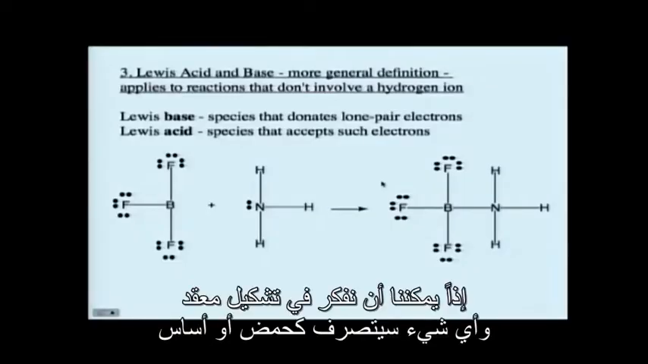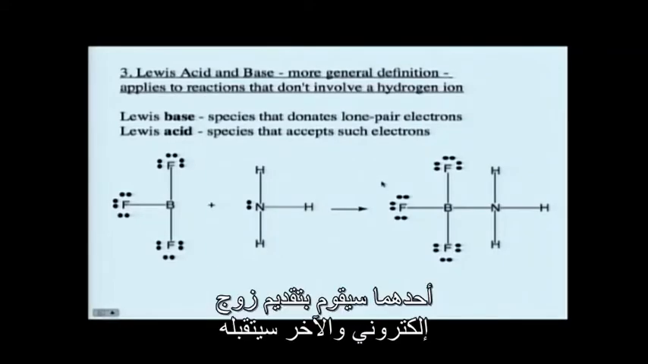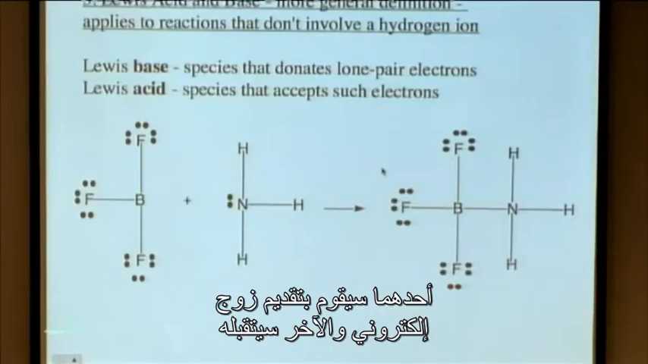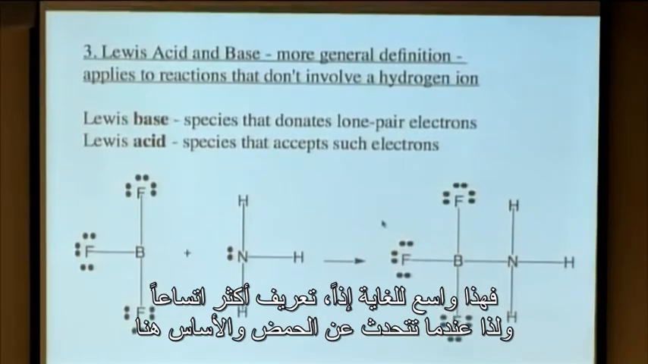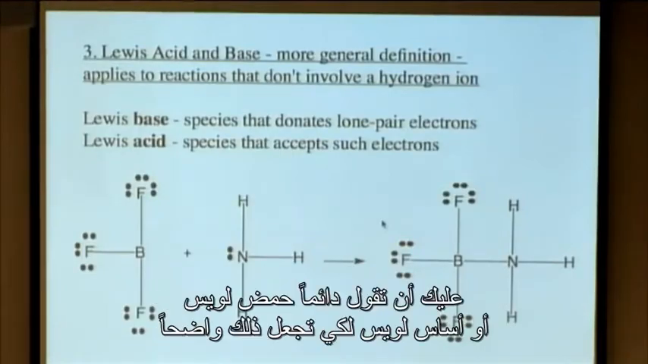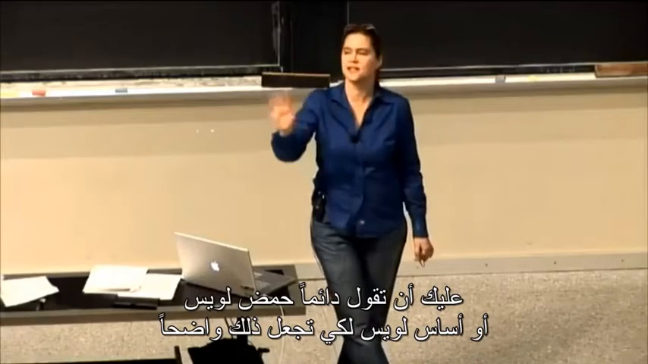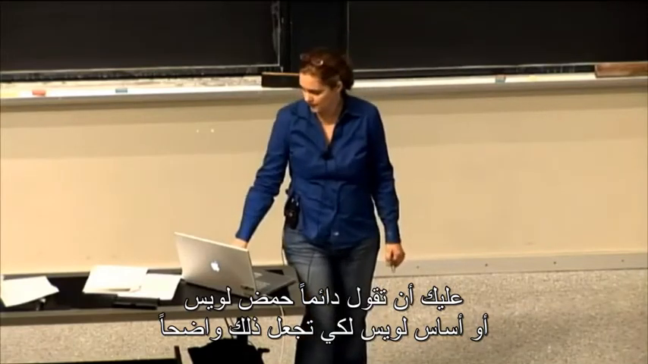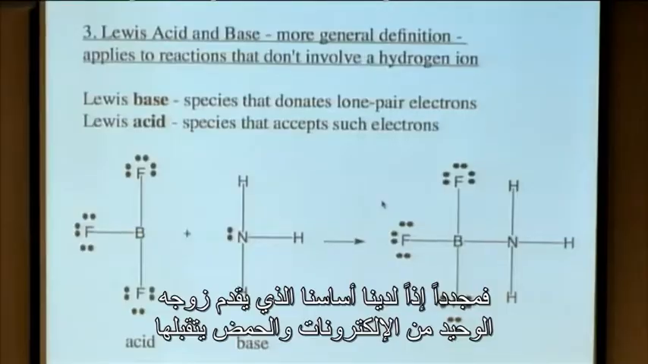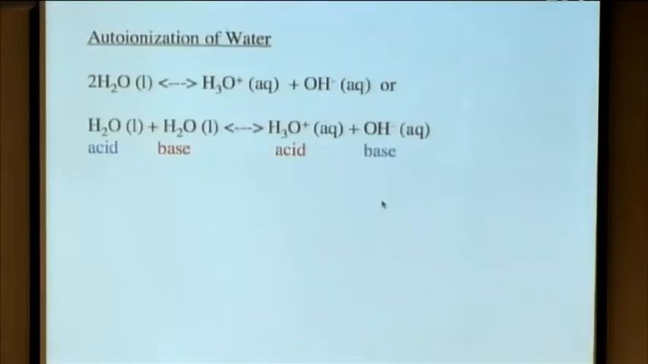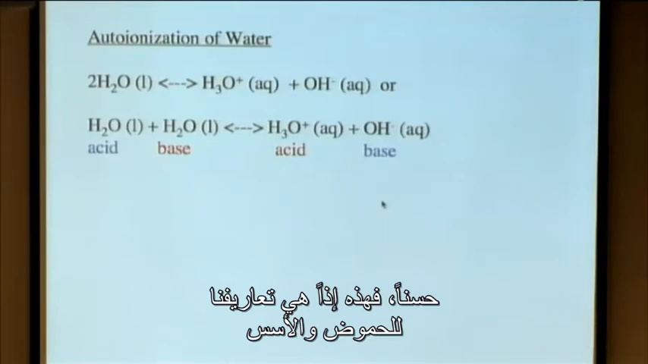So we can think about forming a complex and which thing is going to act as an acid or a base. One will be donating its lone pair electrons, and the other will be accepting. So this is a much broader definition. And so when they talk about acid-base here, they always say, as a Lewis acid or a Lewis base, to make it clear what's going on. So again, we have our base donating its lone pair electrons and the acid accepting. All right, so those are our definitions of acids and bases.